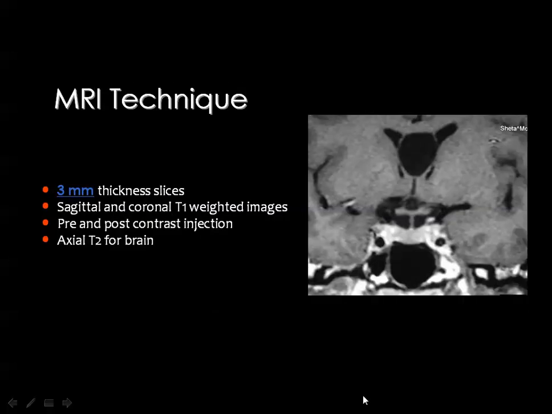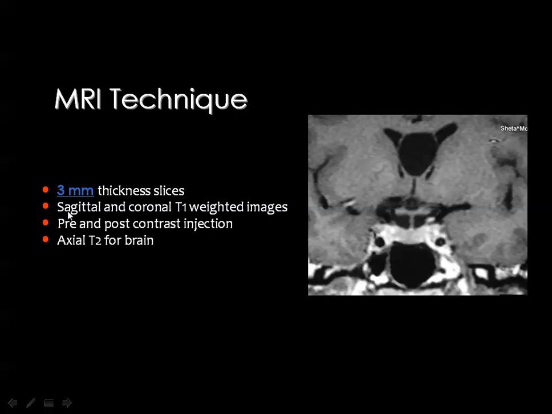Then in order to have an MRI scan of the pituitary gland or the region of the sella, we usually obtain the scans at 3 millimeter slice thickness.